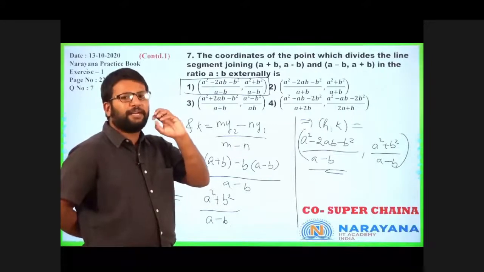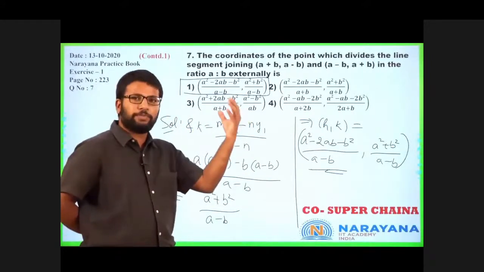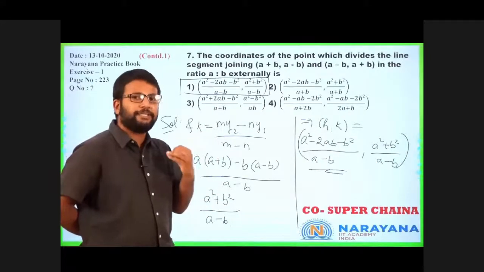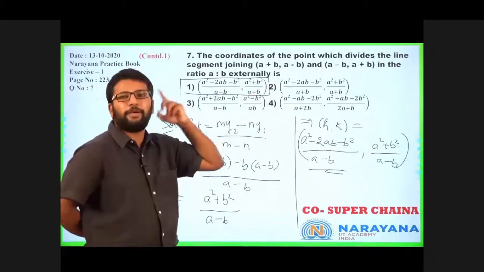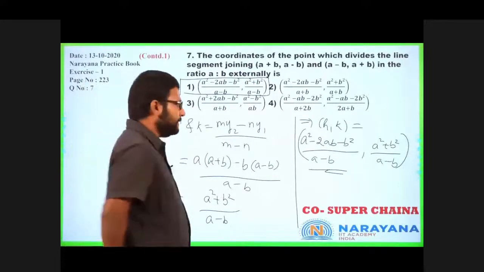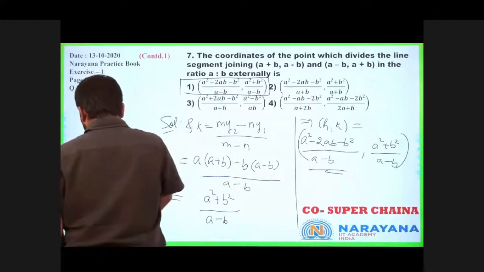But of course this depends on observing the options for a couple of seconds, which again you have to practice, but that is another method that can be used to eliminate. 3 options are eliminated, therefore the 4th option must be correct. Got it? Okay, then let us proceed.